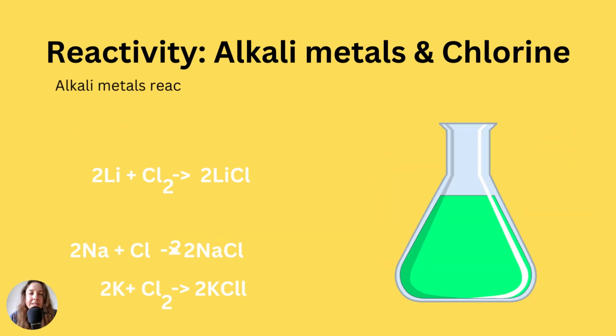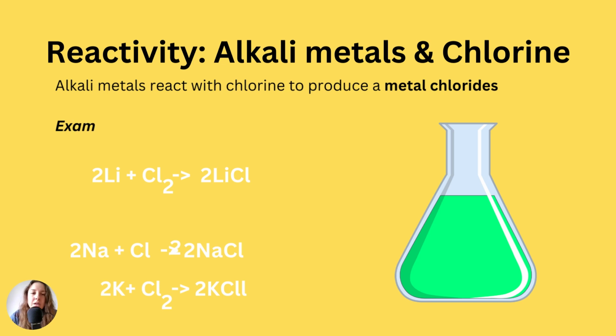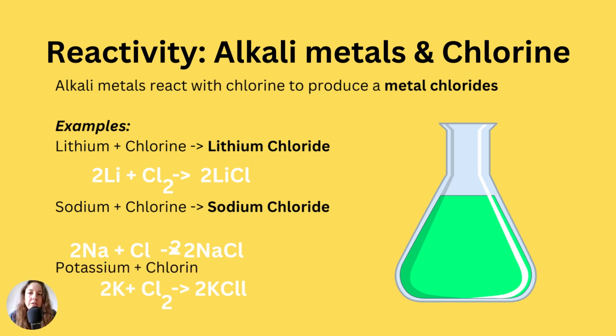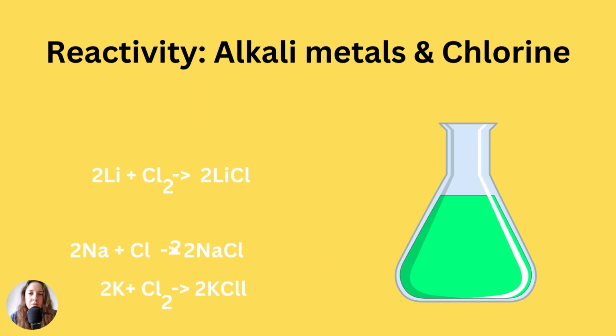And then last but not least is the reactivity of alkali metals with chlorine. So what we do is we react the alkali metal, say potassium, with chlorine, and we form metal chlorides. And as the name would suggest, metal chloride, it is a salt. So potassium chloride is a salt, and we know that salts are neutral, so they would have a neutral pH, and we could test that in a similar way as we did before.